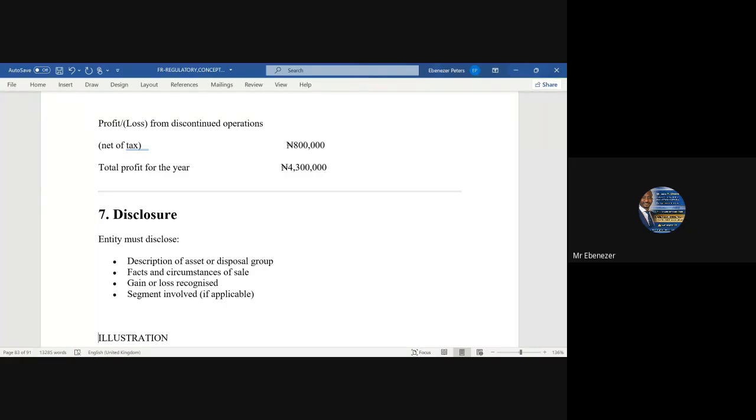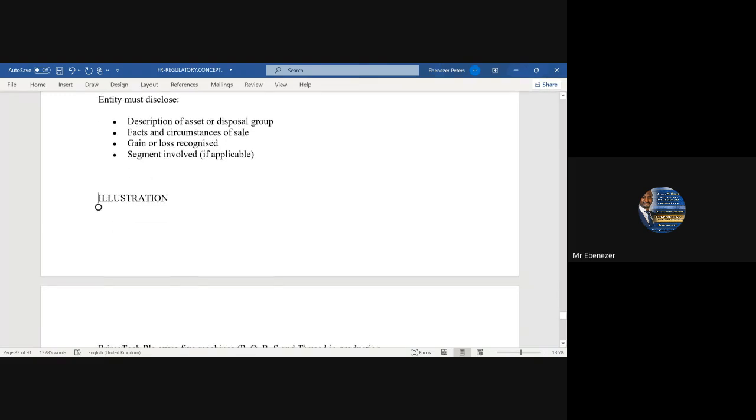It's a very, very simple standard. But if you don't know it, you don't know it. But thank God that you know it now. Any question before we take illustration? Okay. Can you still hear me, please?